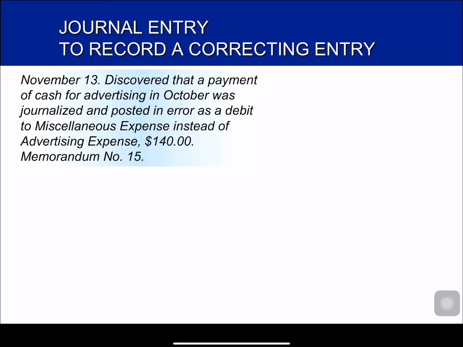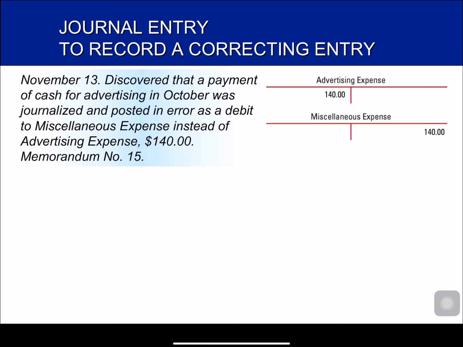And again, filled out memorandum 15. So this is what our correcting entry will look like. Remember, initially, if we journalized and posted it as an error to miscellaneous expense, we would have debited miscellaneous expense. So to clean it out, we have to credit our miscellaneous expense to take that amount out of there. And then we will make the correcting entry of putting $140 in our advertising expense.